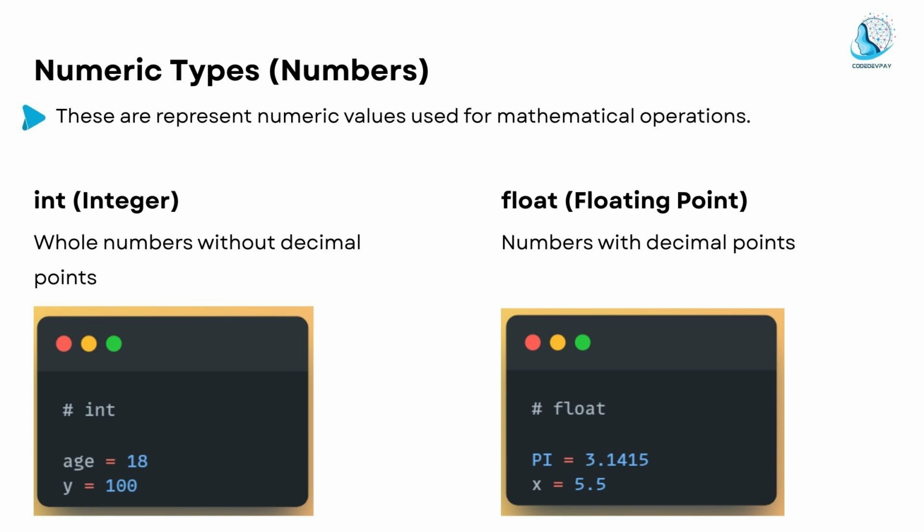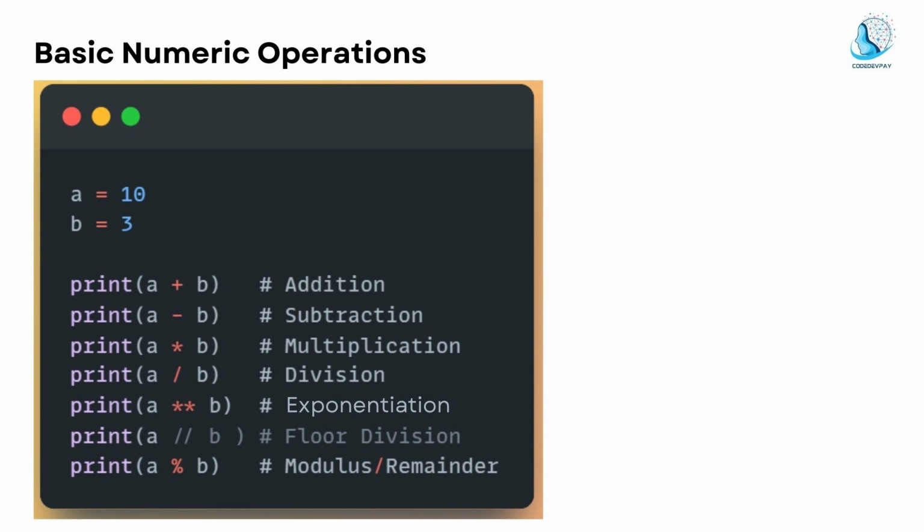Floats are simply numbers with decimal points. So here we have pi, which is assigned to 3.1415. And also we have x, which is assigned to 5.5. We can perform these operations on our numeric data types.